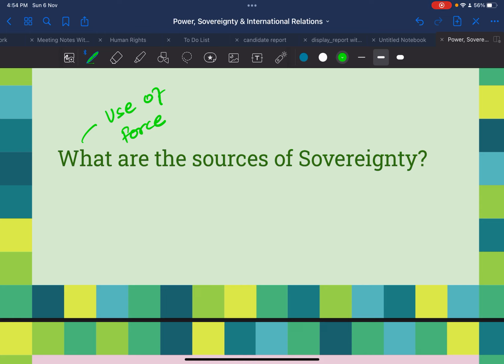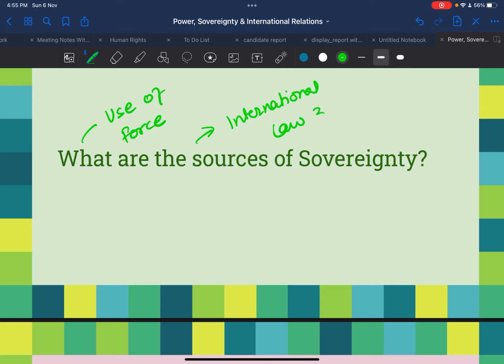In case a country has the most powerful forces, it may attack another country and destroy its sovereignty because that country did not take permission from the other country, right? So one thing is from where it is deriving its sovereignty. One is the use of force, international. Second one is international.